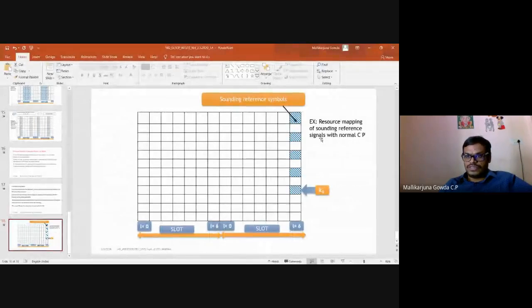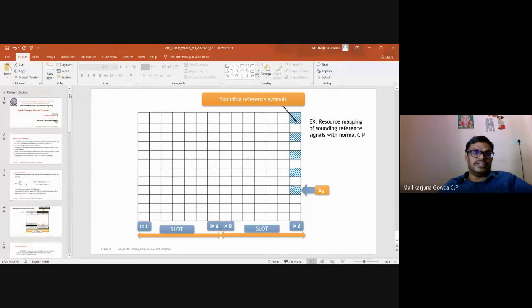So if you have any questions to ask, you can ask. This is what I planned for today's class about the resource mapping, and I talked about reference signals in the uplink. If you have any questions, you can ask.